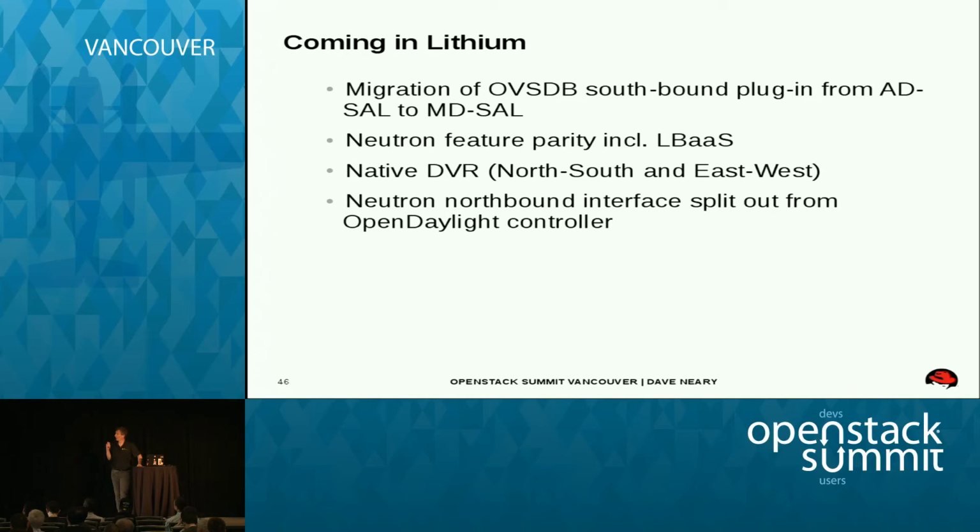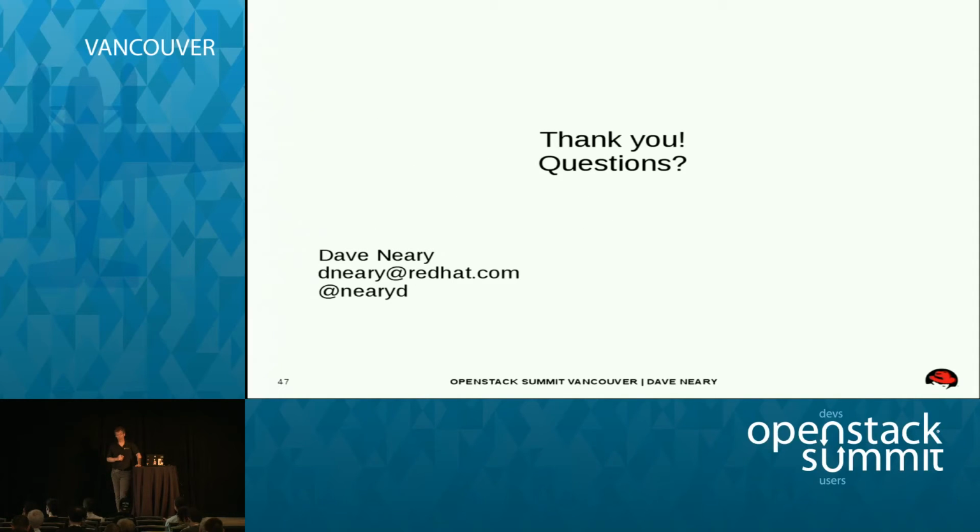Currently the east-west is working and the north-south is not finished, but the idea is to have native DVR. So essentially every compute node will have the ability to route traffic directly. You've got a native distributed virtual router using just OpenFlow on the compute nodes, controlled by the controller. And the Neutron northbound interface has been split out from the OpenDaylight controller. And I'm done. So I hope that was educational. I have about 7 minutes for questions.